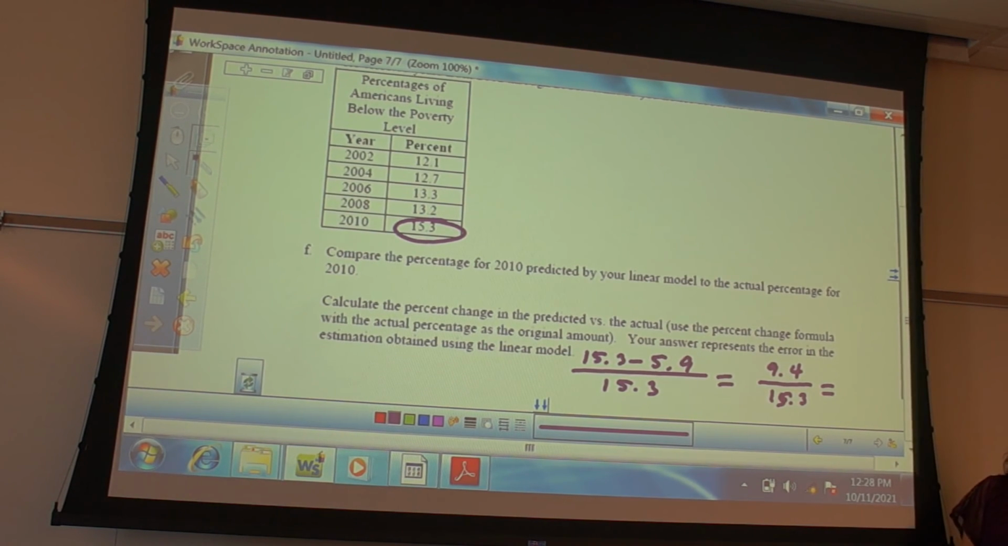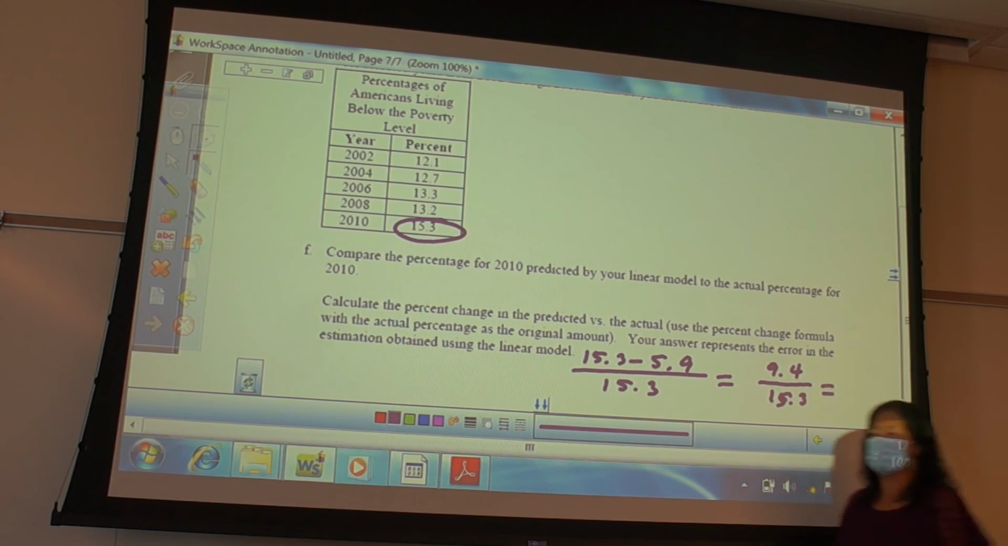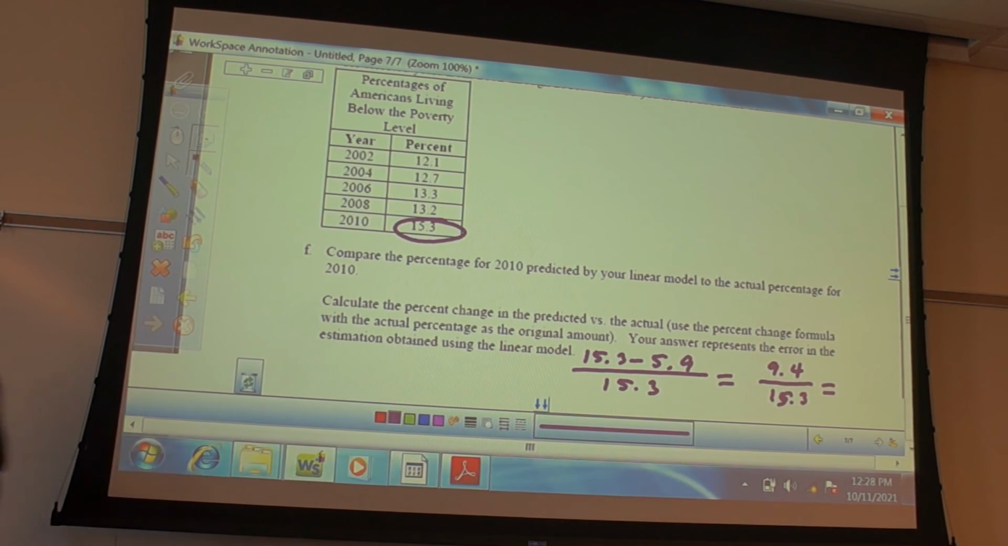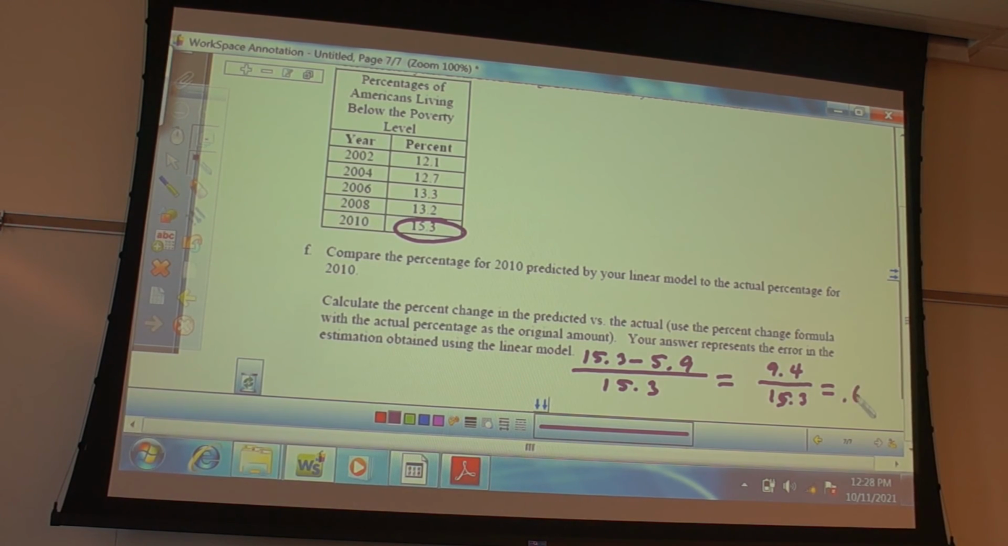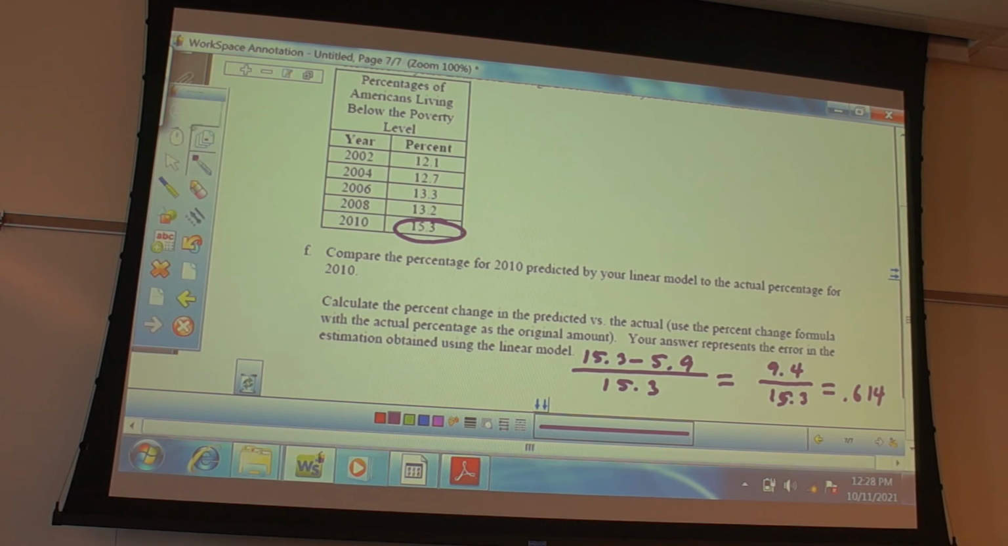If you're totally confused by that, then don't do it. But if you're like, oh, I kind of got a handle on this, then it's just a nice trick, if you feel comfortable doing it. 0.614? Yeah, 0.614. So that's a pretty big difference, 61% difference.